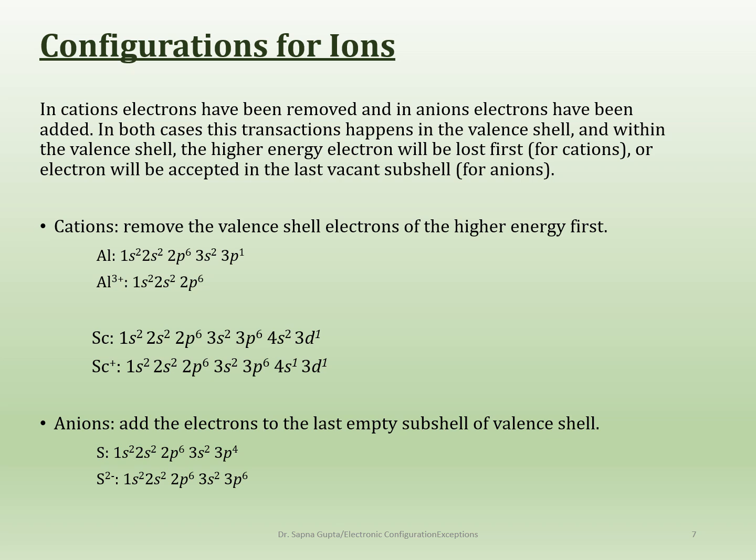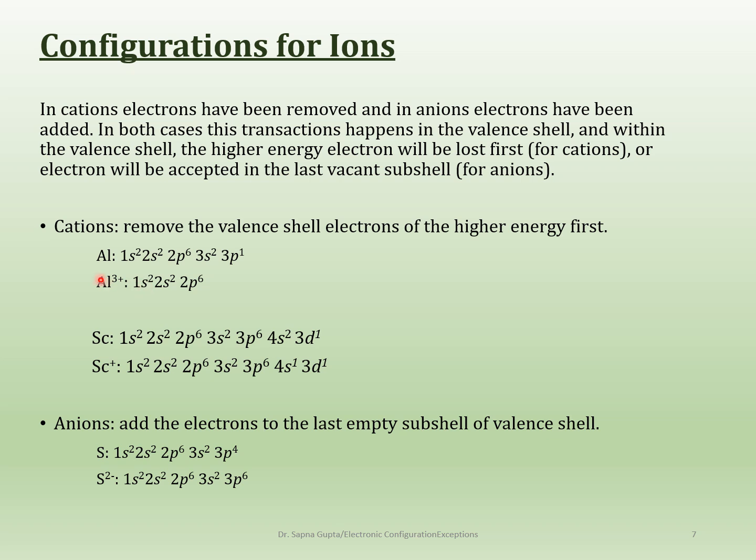Let's look at the configuration for ions now. There are two kinds of ions, cations and anions. Cations give electrons and anions have accepted electrons. For the main group elements, it's pretty easy. You just take the last electron and you take it out.